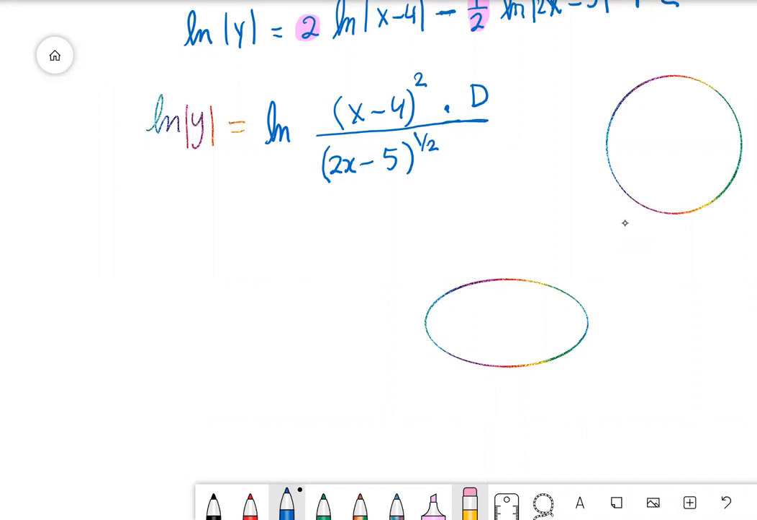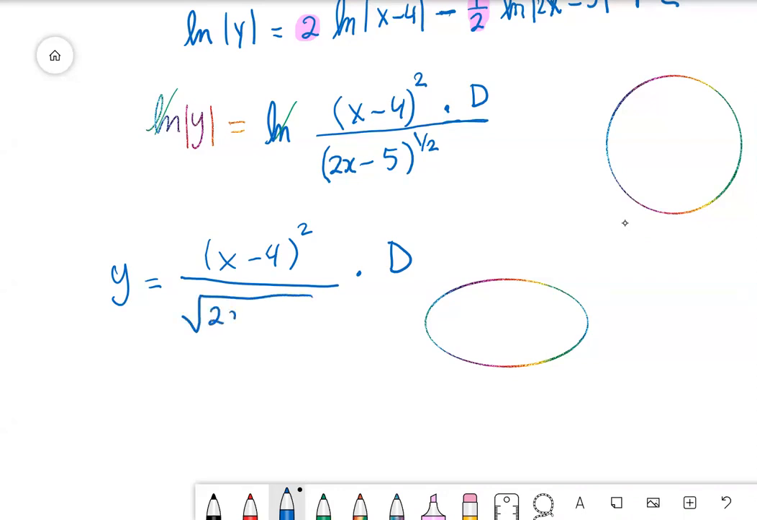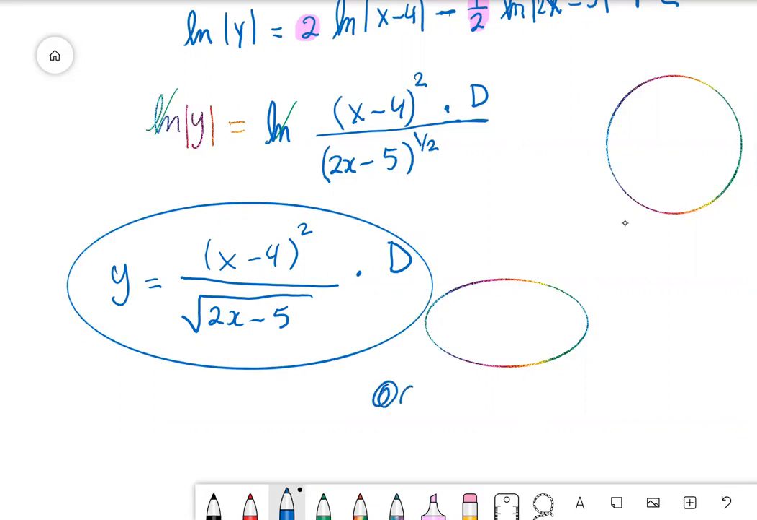Right. So ln y equals ln this over that. Therefore, I can get rid of these lovely ln's. So I end up with y equals x minus 4 squared multiplied by d and divided by 2x minus 5 to the power half, yani root 2x minus 5, and that's it. Okay, happy. This is the general solution for it.